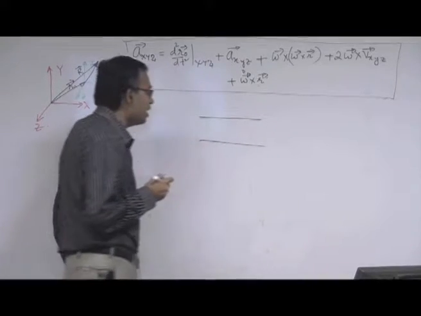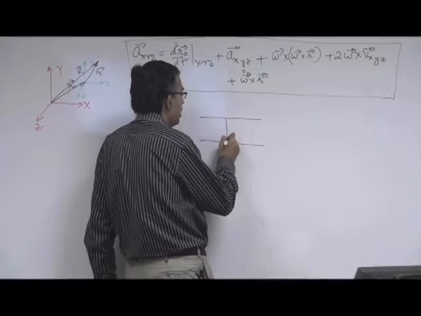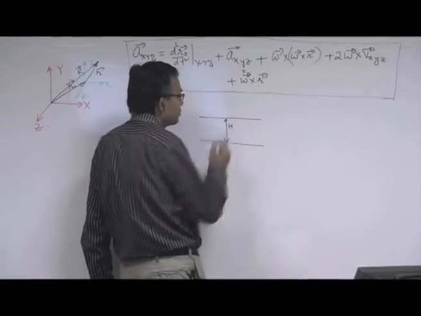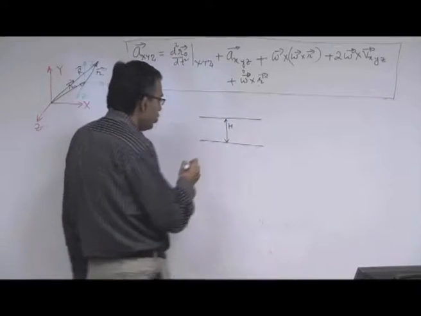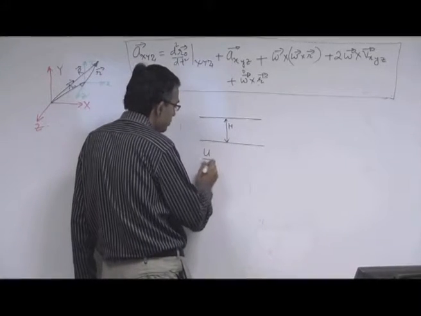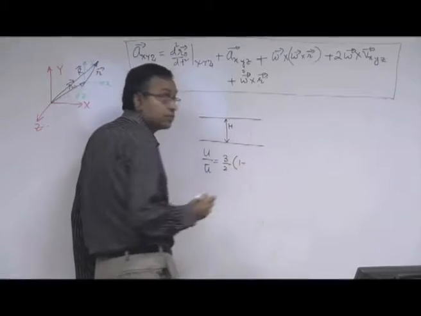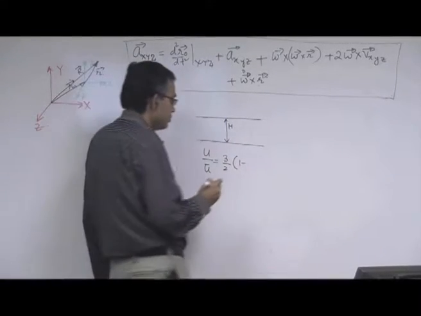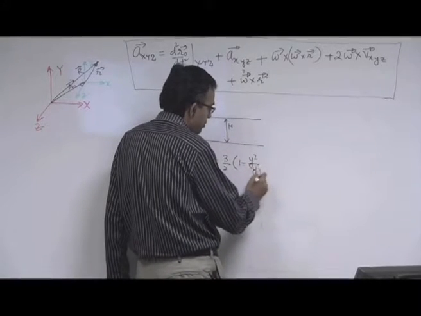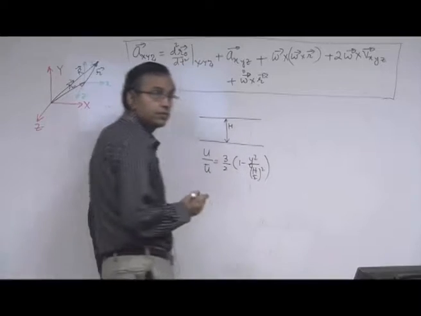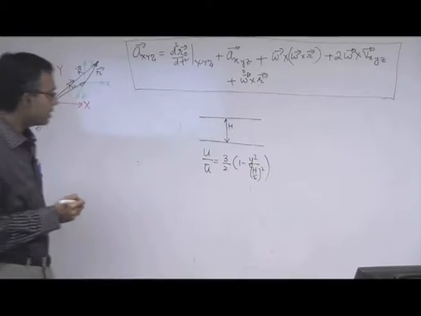So, if there is a channel with height h, say a rectangular channel, then U by U average, right. What is tau wall?